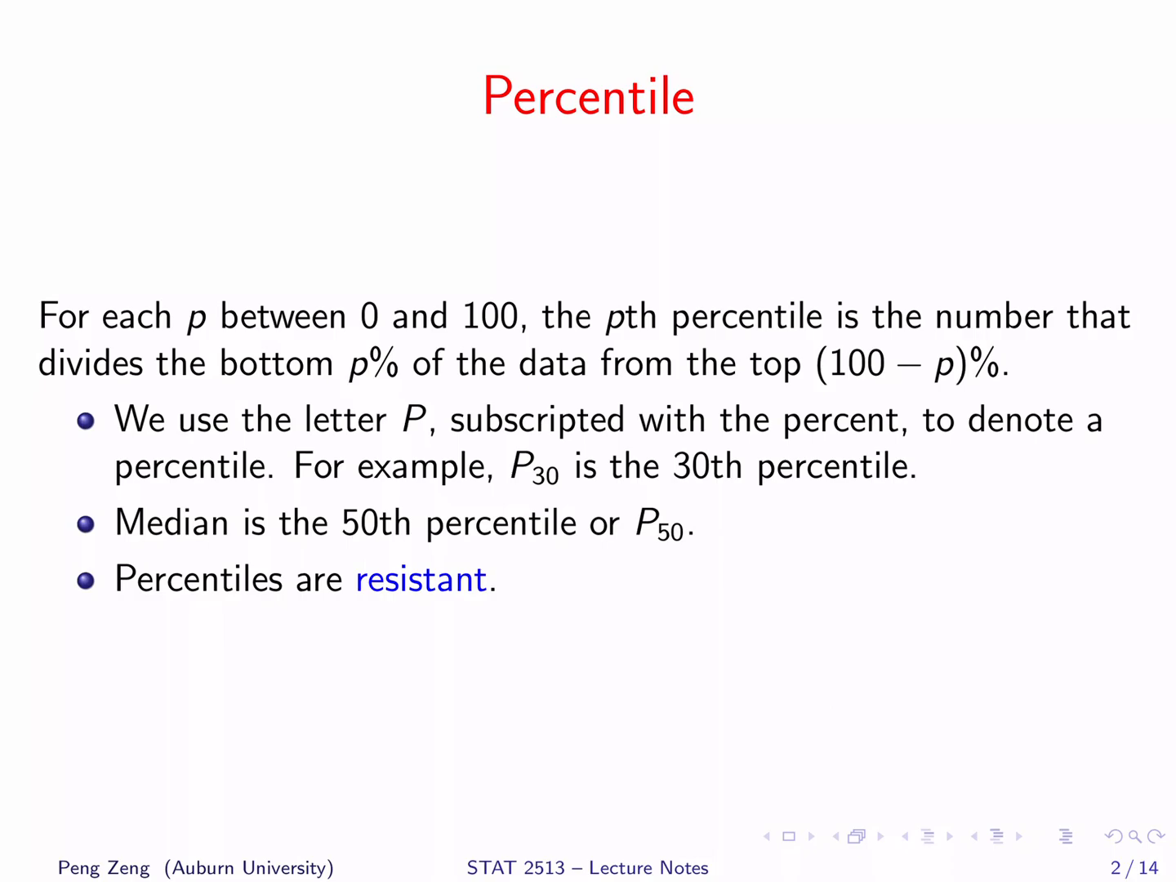When you take the SAT test, the score report includes a percentile. For example, if your percentile is 85%, it means that your score is higher than 85% of people who take the SAT test. We use the letter P subscripted with the percent to denote a percentile. For example, P30 is the 30th percentile. The median is exactly the 50th percentile, or P50. Similarly to the median, percentiles are resistant.